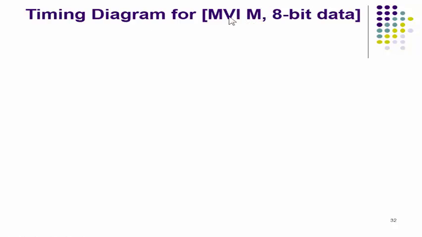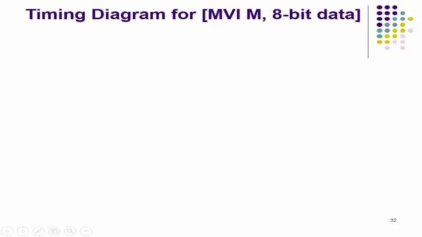So one thing needs to be considered here. To store this particular instruction in the memory, we require 2 memory locations. So 1 byte for the opcode for this MVI M and another 1 byte for the 8-bit immediate data. So this is a 2-byte instruction.